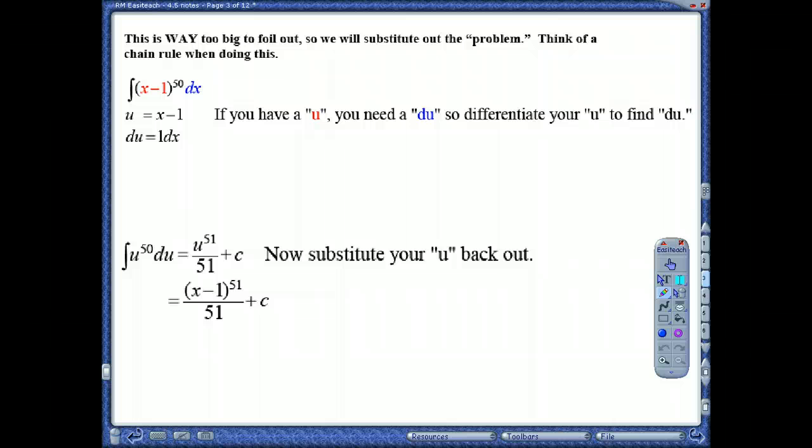Well, U substitution is kind of exactly like what you think it would be. We are going to substitute something out. Well, it's the x − 1 that's the problem. Because if I had x to the 50th power, I could use a power rule. So what I'm going to do is I'm going to sub out the u.